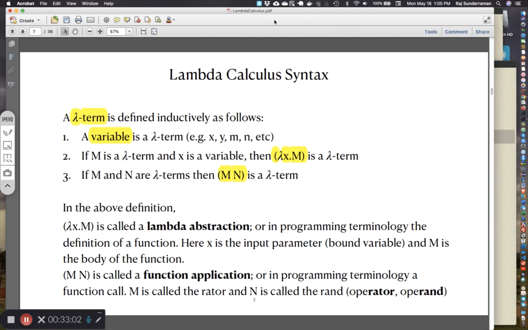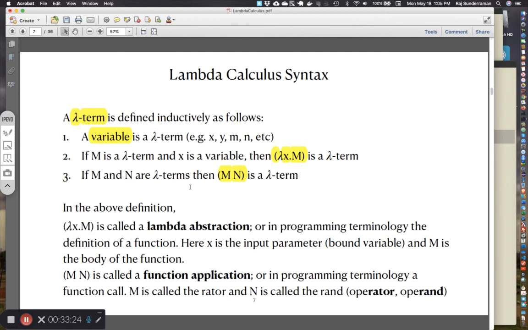And what is m? m is a lambda term. What lambda term? It could be anything constructed with this definition. So that's a recursive part. You see, the m is a lambda term. Notice that we are defining lambda term and we are using lambda term. That's what makes this definition a recursive definition.